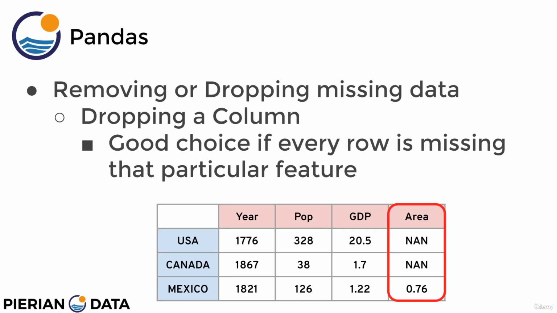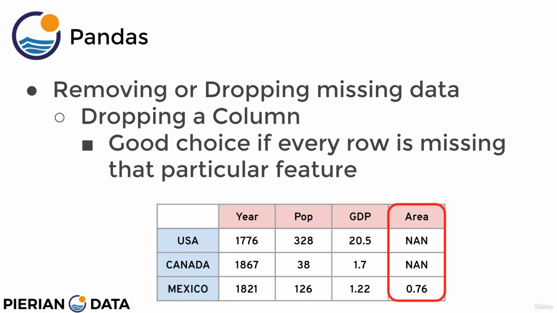Now, let's talk about dropping a feature column. Dropping a feature column is a good choice if every row or most rows are missing that particular value. So now you'll note we have a different situation where we have a lot of information for all the countries, except for some reason, only a few countries have information in that area column. So in this case, it would make sense to drop the column instead of dropping the rows for United States and Canada. Because for USA and Canada, we actually have a lot of information about them. It just so happens that we're missing the area.